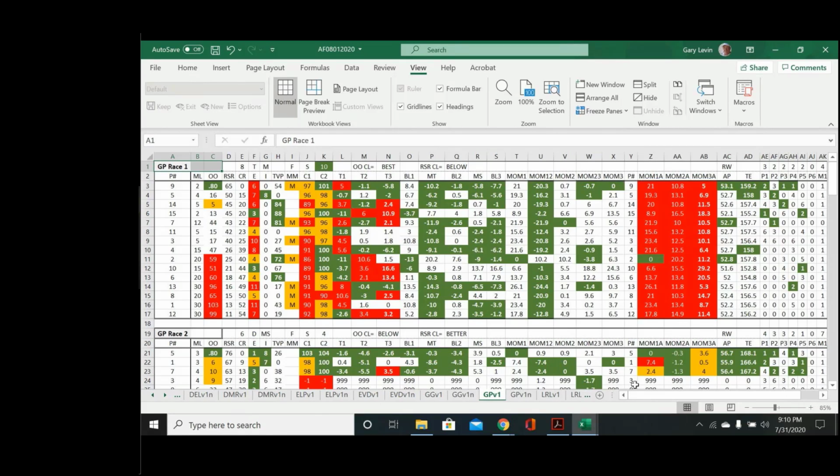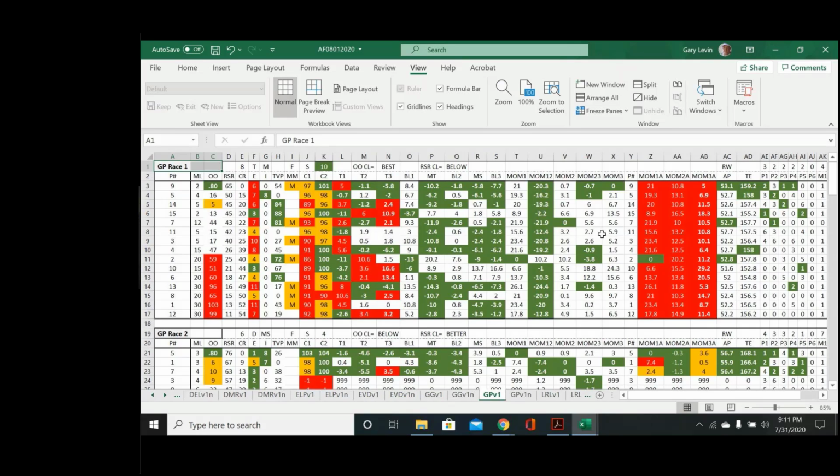You want to have some sense of how good the closers are. In a couple races, we got a race very similar. However, one thing you can do to help get a sense of things is look under Mom 1, 2 and Mom 2, 3. So this column here is Mom 1, 2, and then Mom 2, 3. Under Mom 1, 2, you see a lot of green. So that means horses are moving.